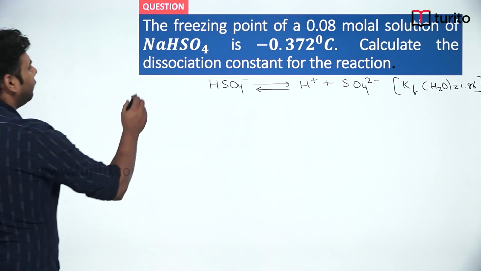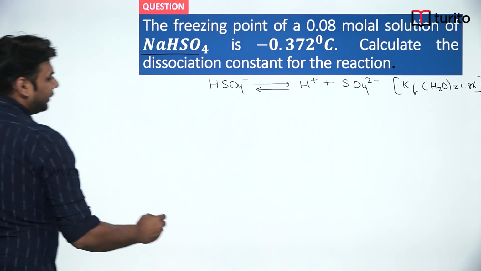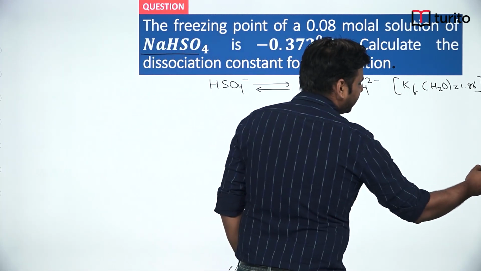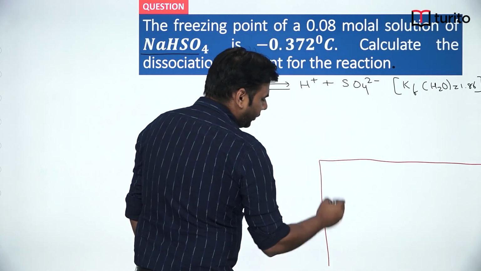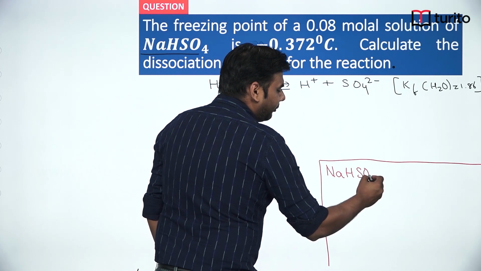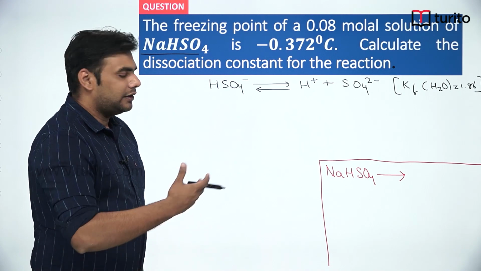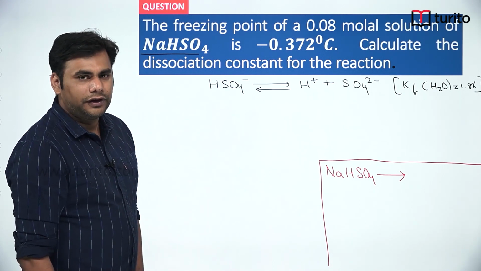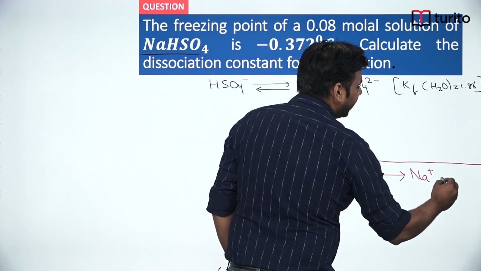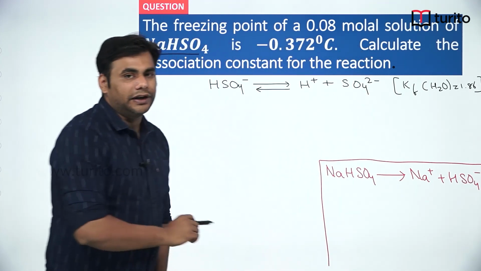Okay, so first we need to find the Van't Hoff factor for NaHSO4. That is the key process in this question. Because NaHSO4 is a compound of sodium, a metal, and metals generally form an ionic bond with non-metals, this would break into Na plus and HSO4 negative. Because it is an ionic compound, it would break completely.